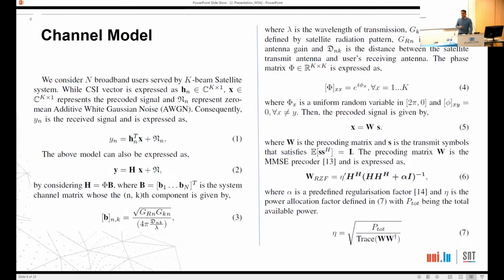And the phase matrix can be seen using equation 4, and X is the transmitted signal, where W is the precoding matrix, and S is the symbols, which are the transmit symbols. So the precoding matrix can be computed by using a very popular MMSE precoder, which we will probably be seeing in future presentations too. And we consider equal power distribution among all the beams.